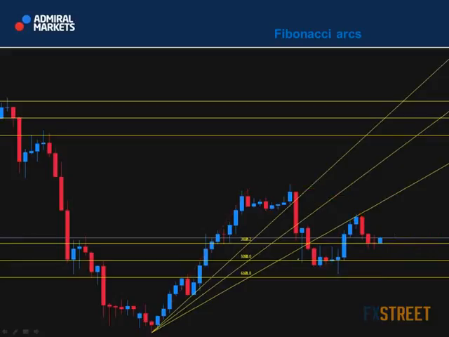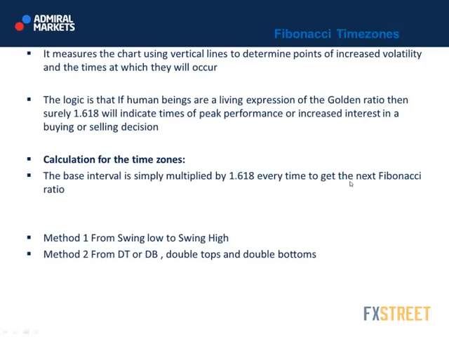Because the price rejected, then failed to close inside after this candle. And look at the confluence. Perfect. And now we have the final Fibonacci tool. It's called Fibonacci time zones.